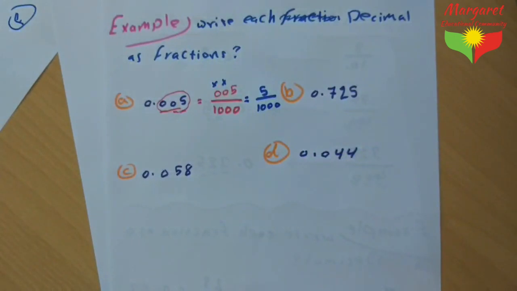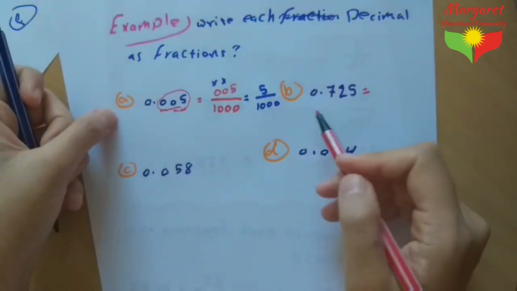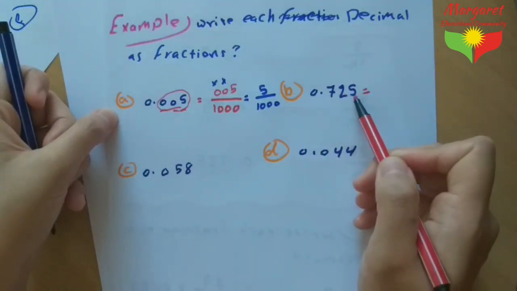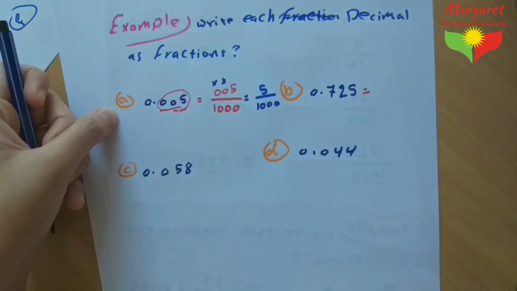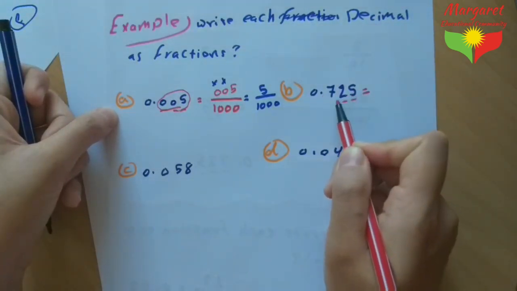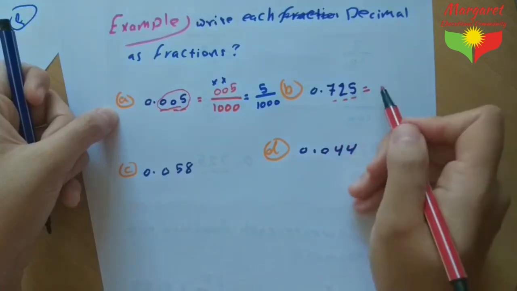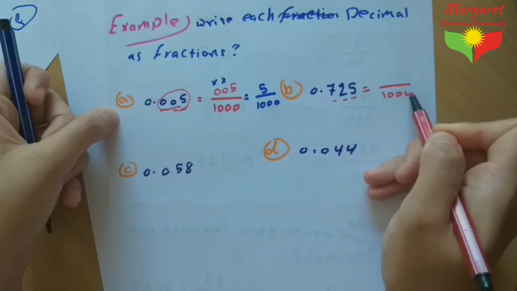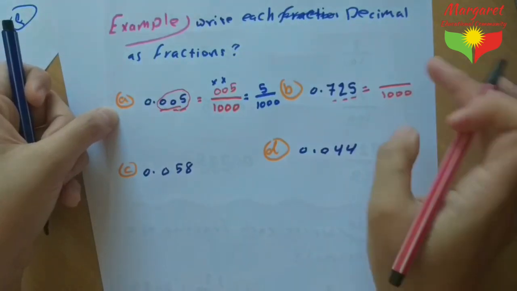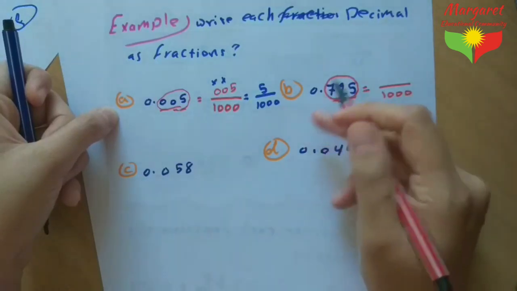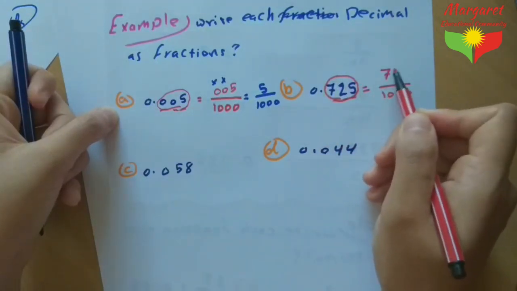5/1000. We have how to read this decimal number: 725 thousandths. Why do we say thousandths? Because after the decimal point you have three numbers. Because we say thousandths, from the denominator you must write 1000, and for the numerator you must write each number written after the decimal point, and we have 725.